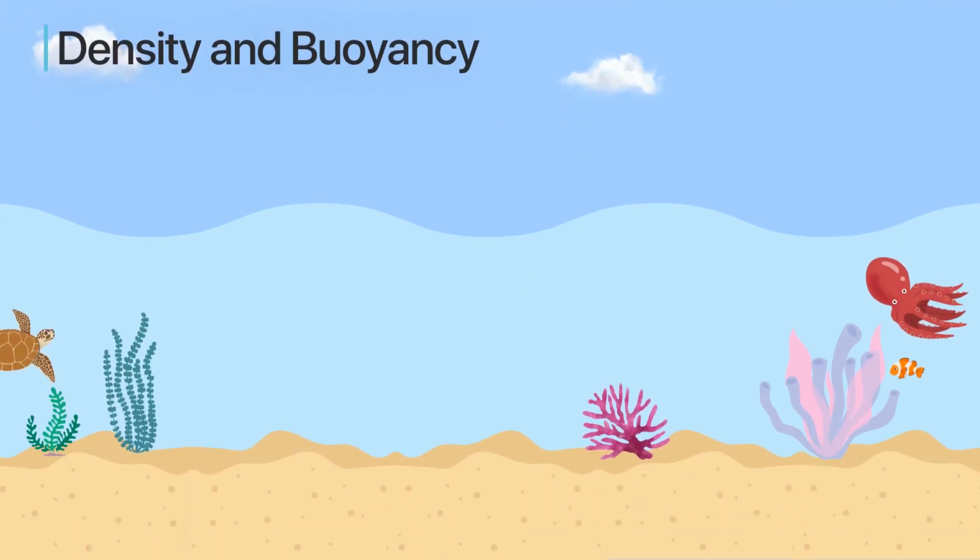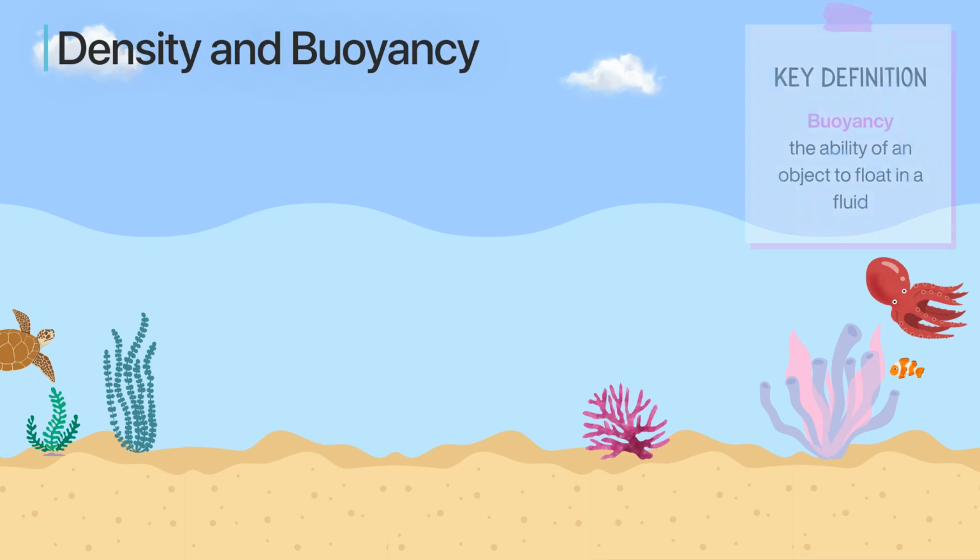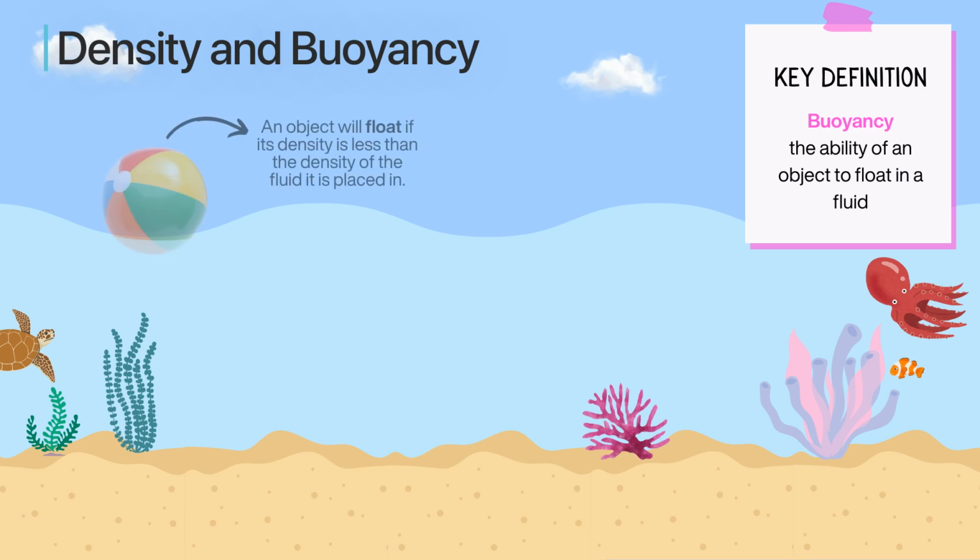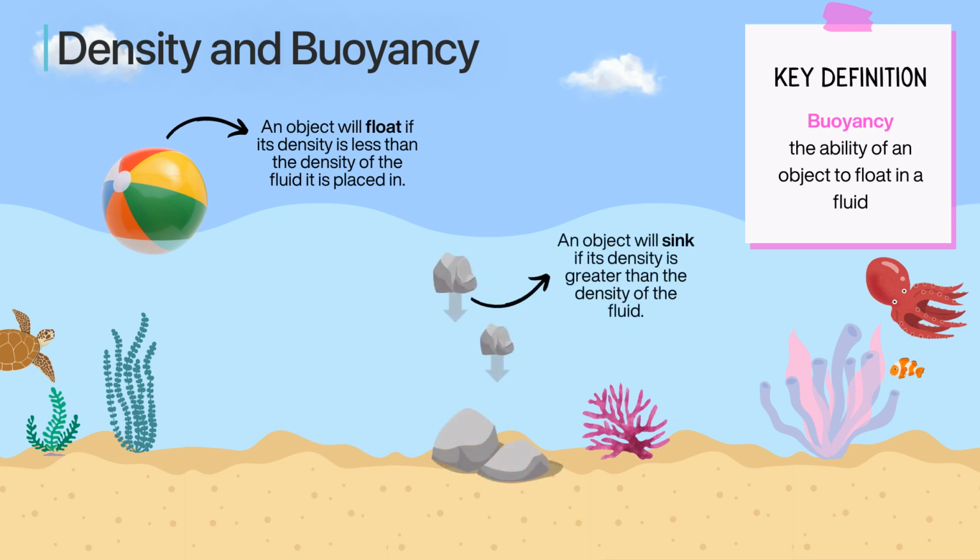Density also plays a crucial role in buoyancy, which is the ability of an object to float in a fluid, like water. An object will float if its density is less than the density of the fluid it is placed in. Conversely, an object will sink if its density is greater than the density of the fluid. For example, a heavy rock sinks in water because its density is greater than that of water. On the other hand, a light, fluffy ball floats because its density is less than that of water.